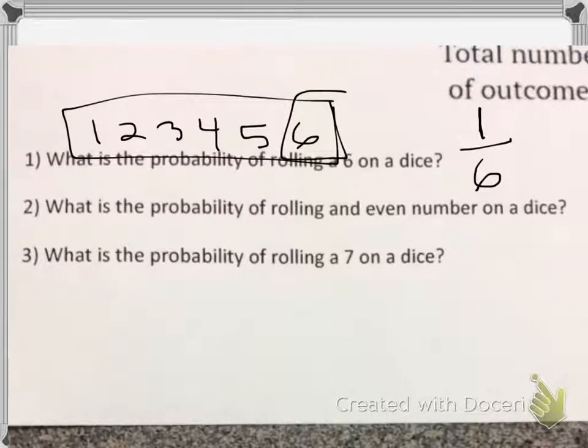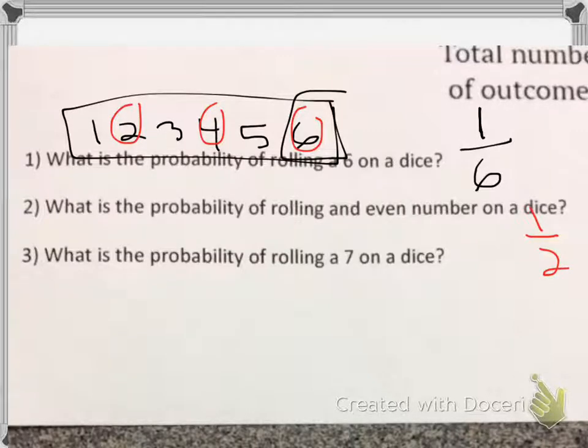Number 2 says, what is the probability of rolling an even number on a dice? Well, how many of these numbers are even? When we're looking at them, we have 2, 4, and 6. So 3 chances out of 6 total outcomes. And then if we wanted to reduce that, that would reduce to 1/2.